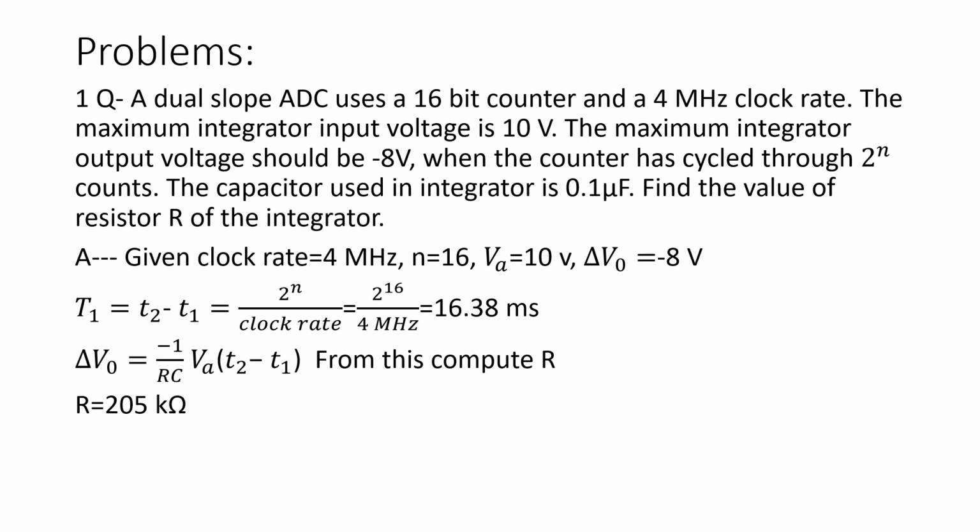I am putting it in. So what is the formula? We already know that T2 minus T1 is 2 to the N by clock rate. N is what? 16. Clock rate is 4 megahertz, so it is 16.38 millisecond. Del V0 is what? Minus 1 by RC VA into T2 minus T1. VA is 10 volt. Del V0 is minus 8. And T2 minus T1 is 16.38 millisecond, already computed. So from here, C is what? 0.1 microfarad. Okay. So now we can compute the value for R. So from this you can compute, this problem is over.